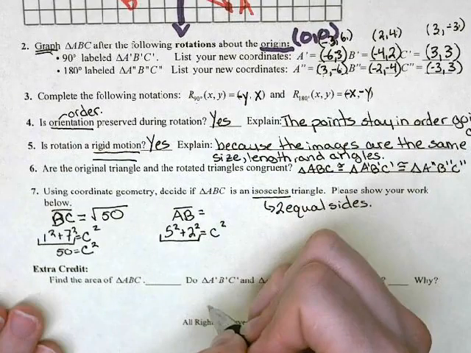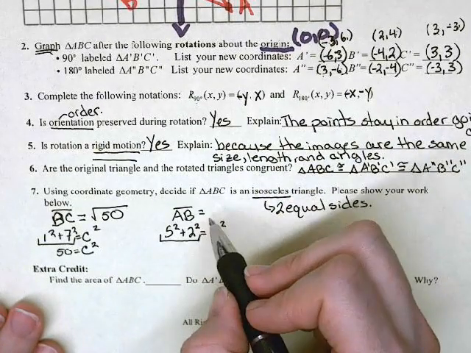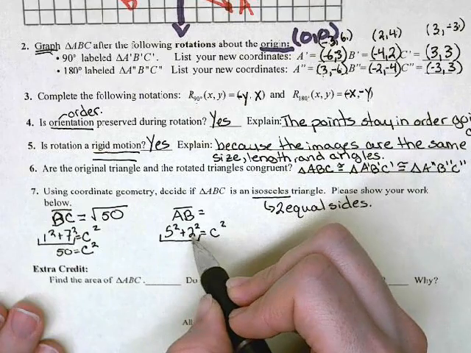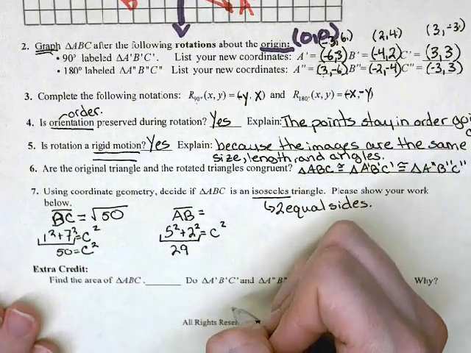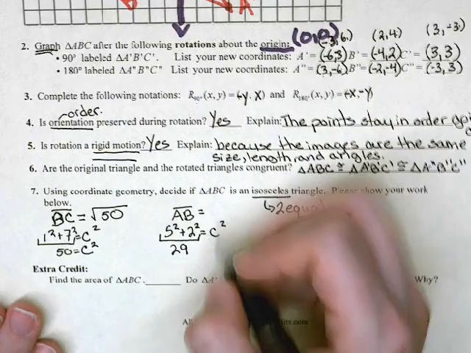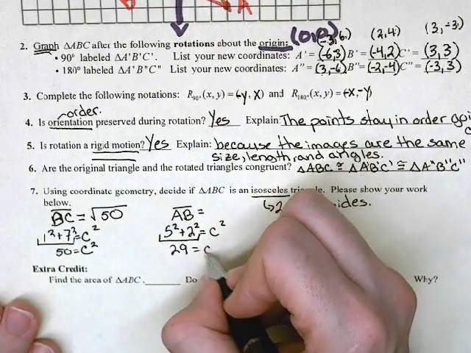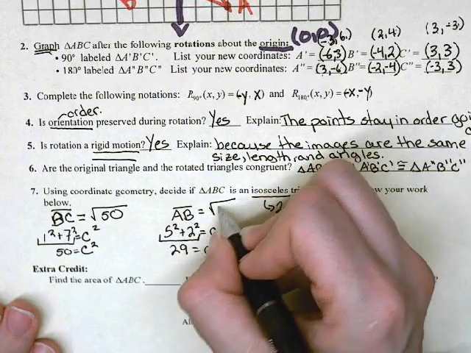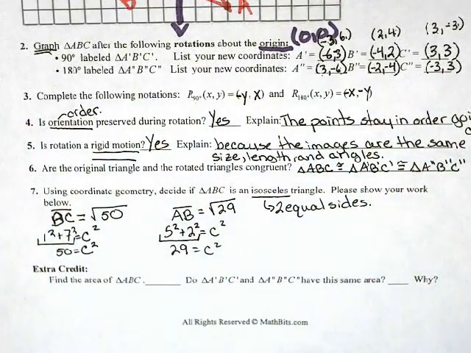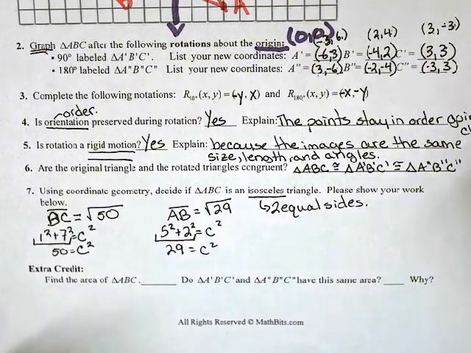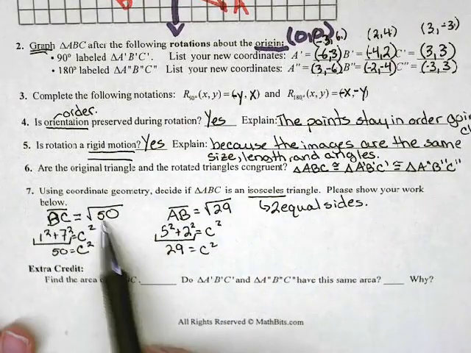Okay, if I do this in my calculator, 5 squared is 25 plus 2 squared is 4. That is 29. So that comes out to be, remember that's only C squared. My final step would be that that is the square root of 29. Okay, so what we can see right here is that these aren't equal.